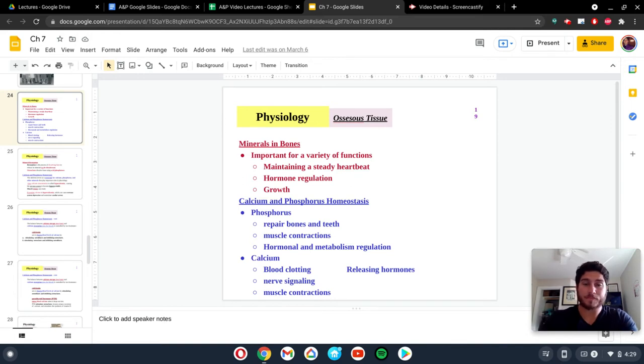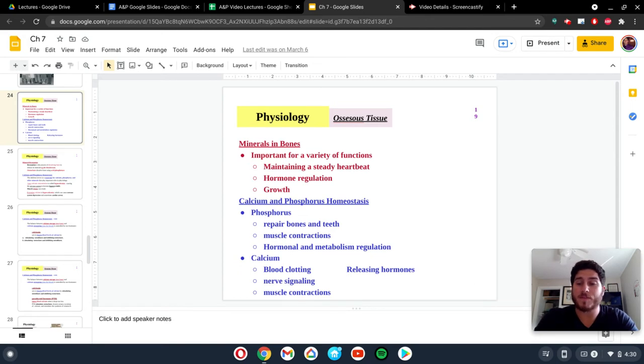Start off right here at the top, the minerals of the bones. As you can see, I do not have specific minerals in here. However, it is important to understand their functions throughout the body. They're used for a variety of things, such as maintaining your heartbeat, regulating your hormones, as well as your growth. So your bones are extremely important in that regard, specifically the minerals within them. Specifically, we could look at calcium and phosphorus. And again, keep this in mind with everything in anatomy and physiology: everything is based on homeostasis, the balance of everything.